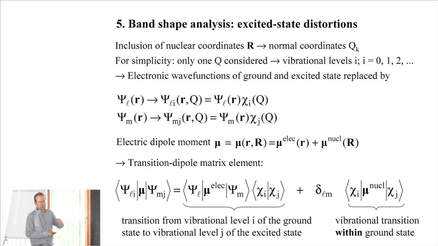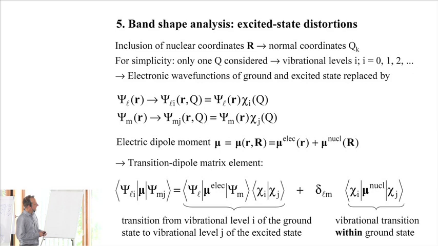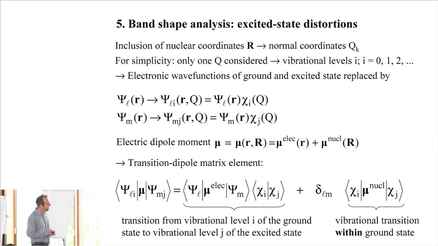In order to take account of these normal coordinates, you replace your electronic wave function by a total wave function, so ψ_L goes to ψ_Li, which depends upon electronic coordinates and nuclear coordinates, which you write as a product of the electronic wave function times a vibrational wave function. And you do the same for the excited state, so the excited state is ψ_M times the vibrational function, which is in another vibrational state, j. Your electric dipole moment now contains electronic coordinates and nuclear coordinates, and if you want, you can divide that into an electronic part and a nuclear part.